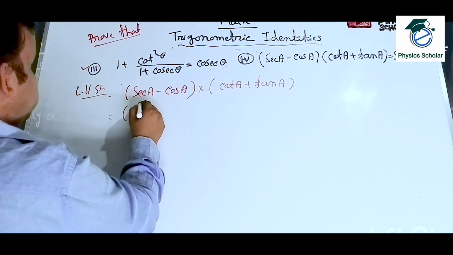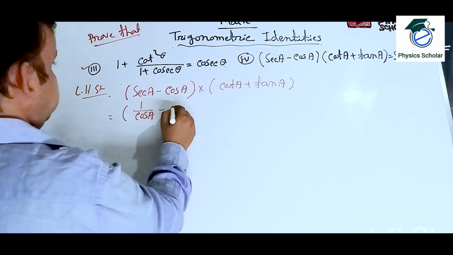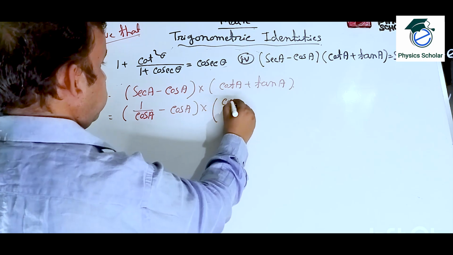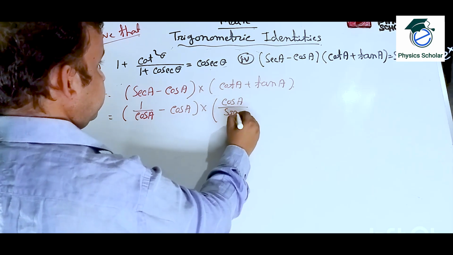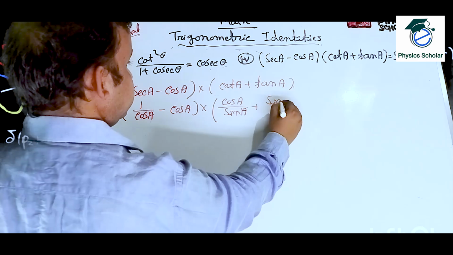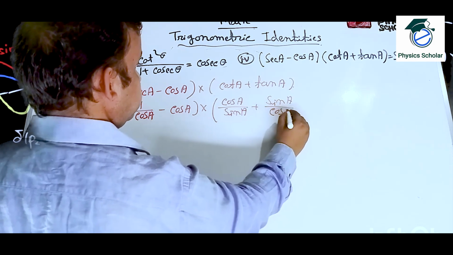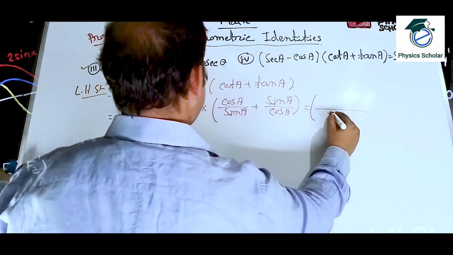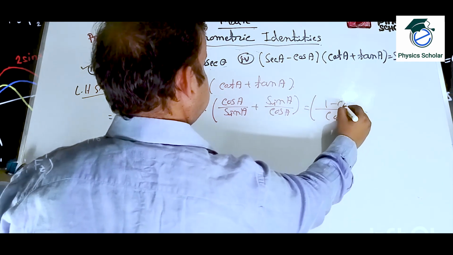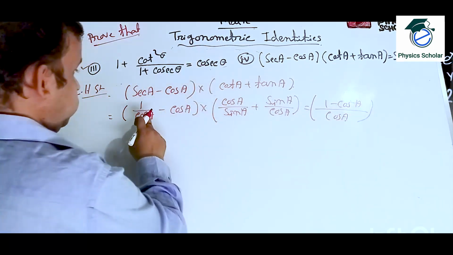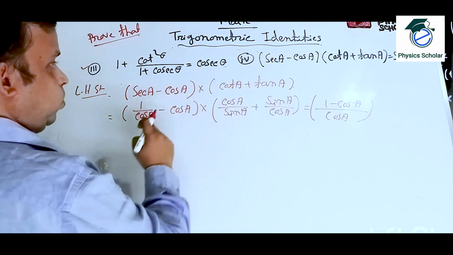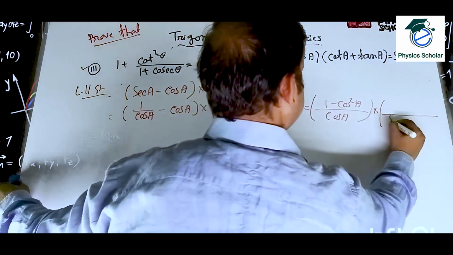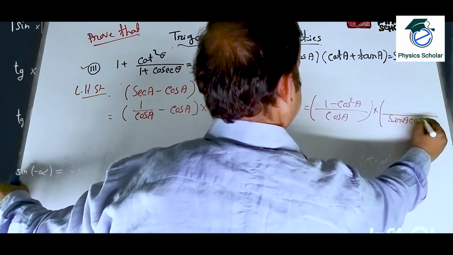Okay? So sec means what? 1 by cos A minus cos A, clear, into cot means what? Cos A by sin A, plus tan means what? Sin A by cos A, okay. So now here what will be the LCM? Cos A: 1 minus cos square A, okay. So cos A means 1 minus cos A into cos A means cos square A, clear, into here what will be the LCM? Sin A cos A.